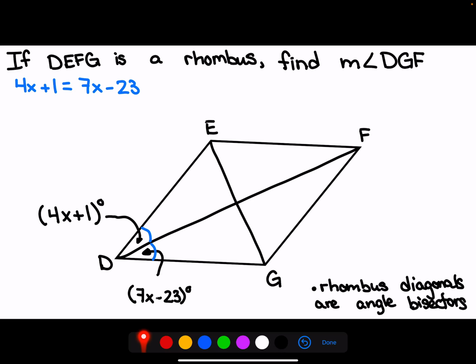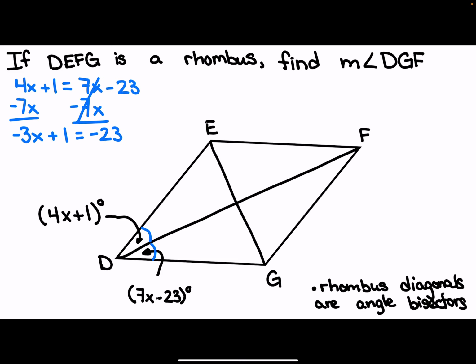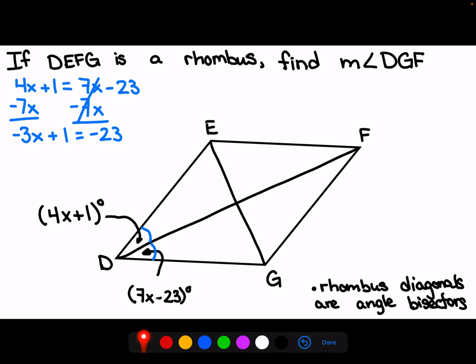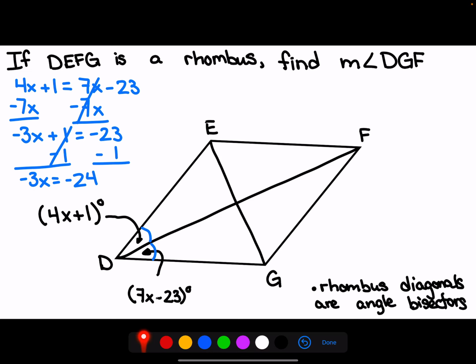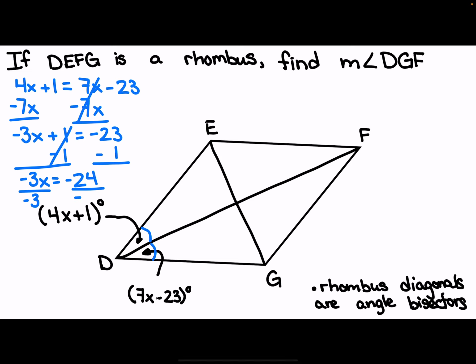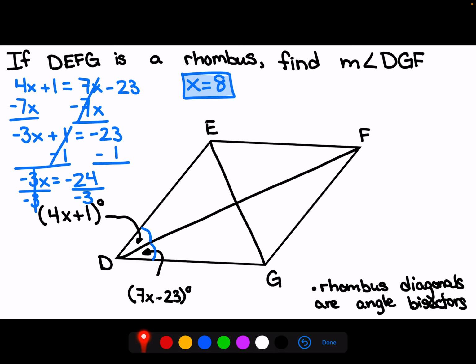4x plus 1 equals 7x minus 23. From here, I'm going to go ahead and solve for x by subtracting 7x from both sides, giving me negative 3x plus 1 equals negative 23. I'll then subtract 1 from both sides, giving us negative 3x equals negative 24. Lastly, we divide both sides by negative 3, giving us x equals positive 8. Now that we know what x is, we can find out what these actual angles are by plugging 8 back in. 4 times 8 is 32, plus 1 is 33. So each of these blue angles is 33. That means that the full angle is 66.